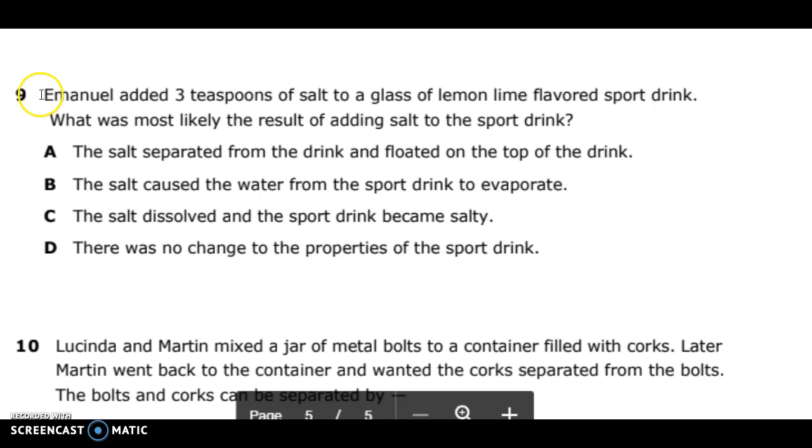Question 9. Emmanuel added 3 teaspoons of salt to a glass of lemon lime flavored sport drink. What was most likely the result of adding salt to the sport drink? A. The salt separated from the drink and floated on the top of the drink. B. The salt caused the water from the sport drink to evaporate. C. The salt dissolved and the sport drink became salty. D. There was no change to the properties of the sport drink.